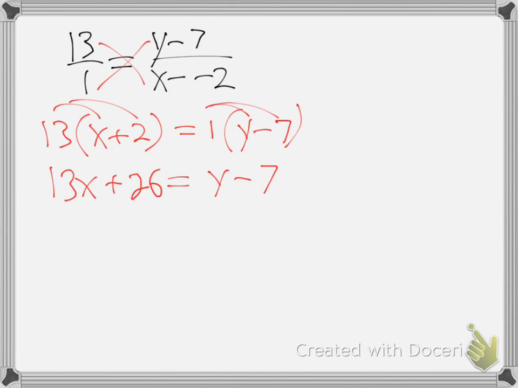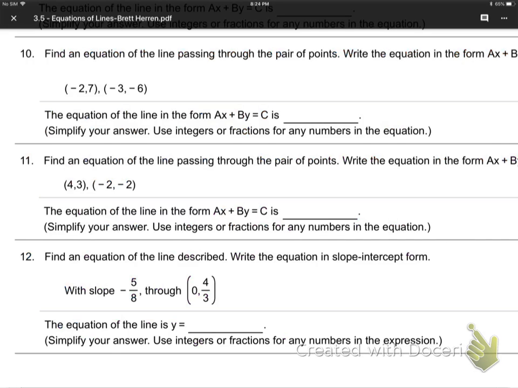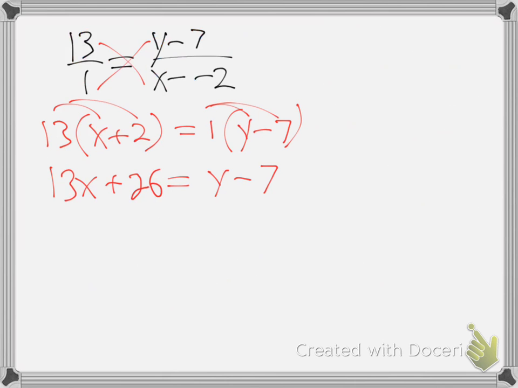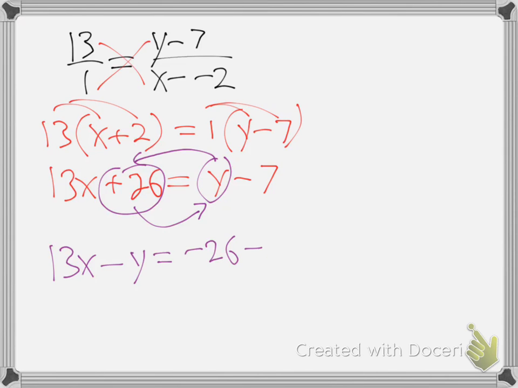Now what am I going to do? Well, you just got to put them in order. Now, do they want these in order? Because sometimes they're going to change their mind. It's number 10, right? Am I doing 10? Yeah, they do. They want x, y. Yep, so the same thing. So grab that y, jump it this way, grab that plus 26, jump it that way. So it becomes 13x minus y is minus 26 minus 7. 13x minus y is minus 33. And there it is.